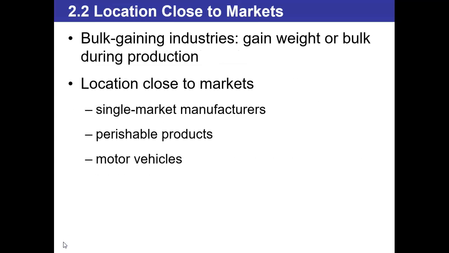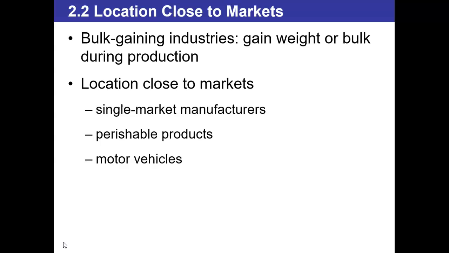Let's look at a specific type of industry, a bulk gaining industry. This is where the product will gain weight or bulk during production. These factories need to be very close to their markets. It usually means that they are single market manufacturers, perishable products, or motor vehicles. Real common single market manufacturers will include auto parts that might be located close to an auto manufacturer. The auto manufacturer may not want to have so much of a large inventory around, and so these markets can be especially beneficial for those big factories.